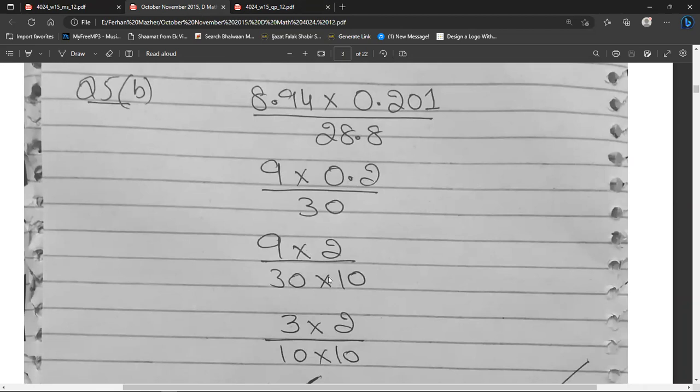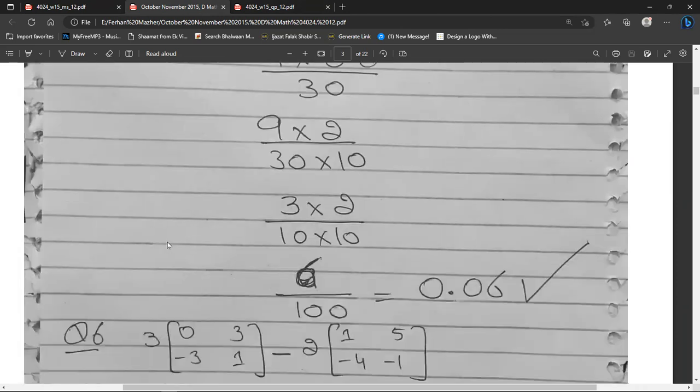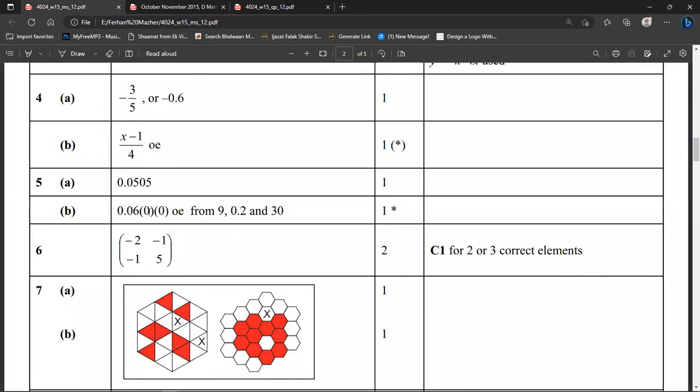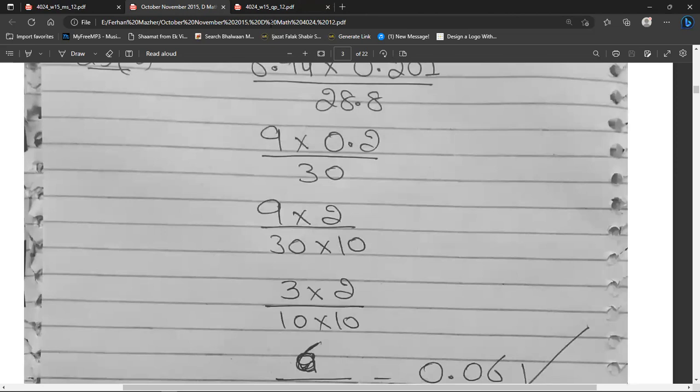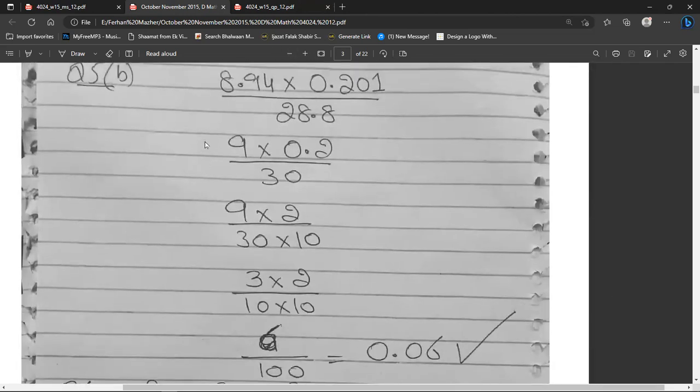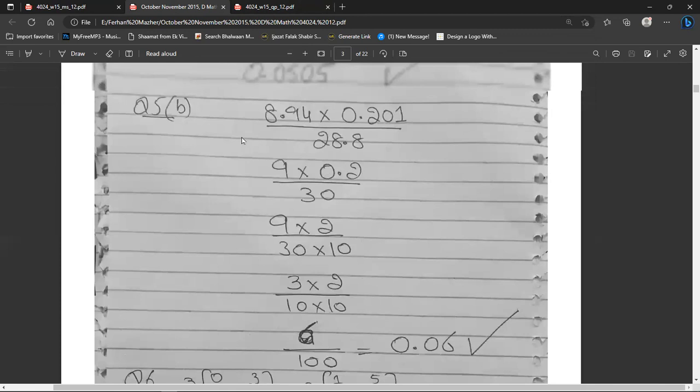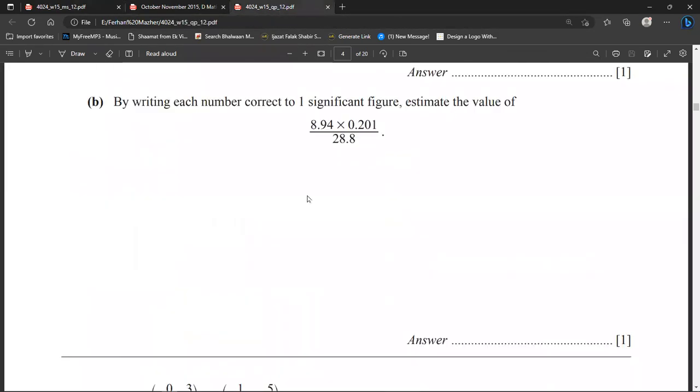I will remove the decimal. So you will have 9 into 2 divided by 30 into 10. So 3 threes are 9, 3 tens are 30, so you will have 6 by 100, so it will be 0.06. The decimal has moved 2 steps to the left because downstairs you have 100. So this is how this is done. 0.06 is the right answer. This is the answer, sir. And let me reduce the size so you can see the whole part. Now this is question number 5B part.